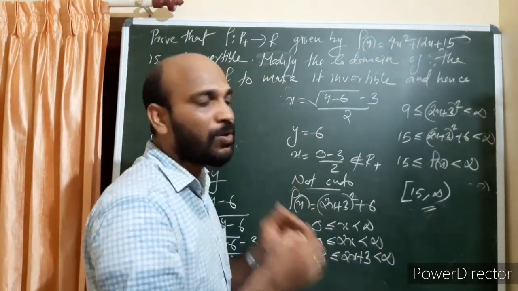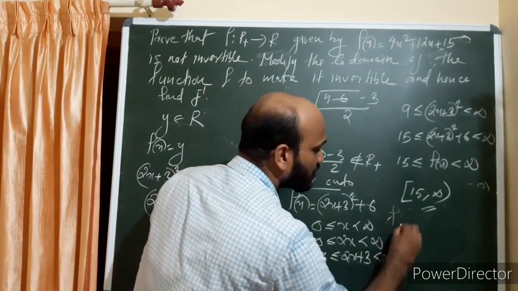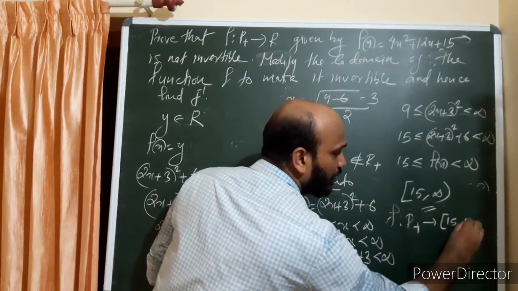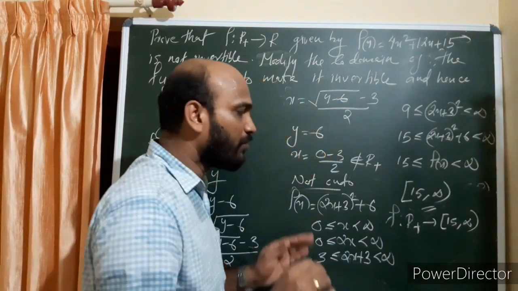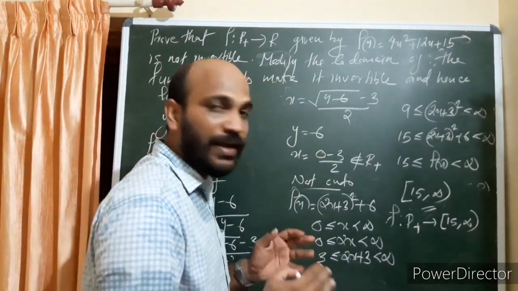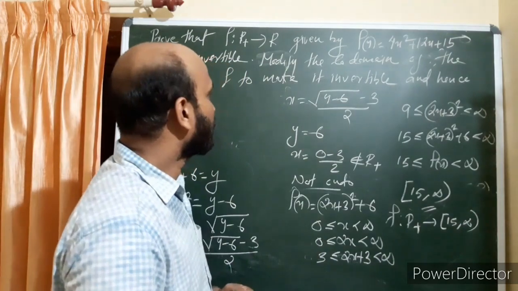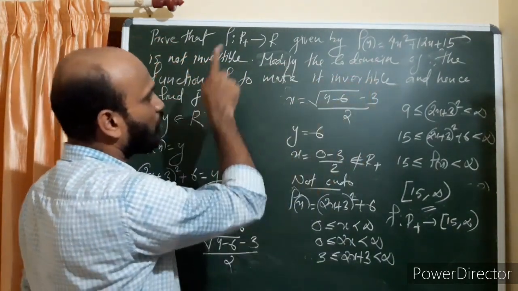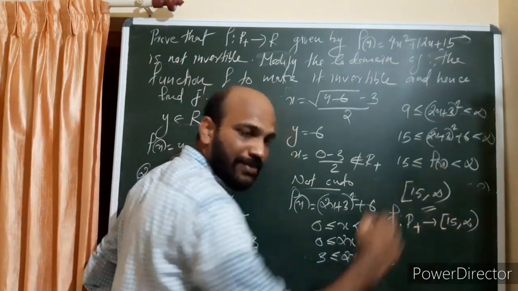Take range equal to codomain. That means f is a function from R plus to [15, infinity). This function will become one-one and onto, hence invertible. So we modify the codomain of the function. The codomain should be 15 to infinity.